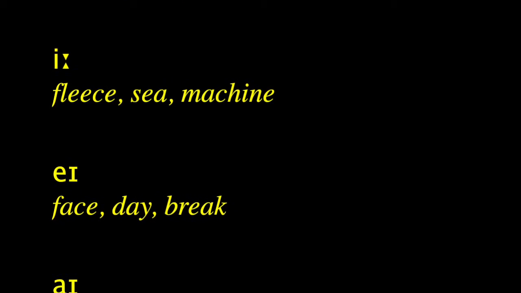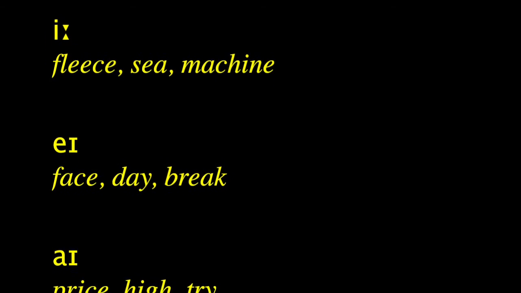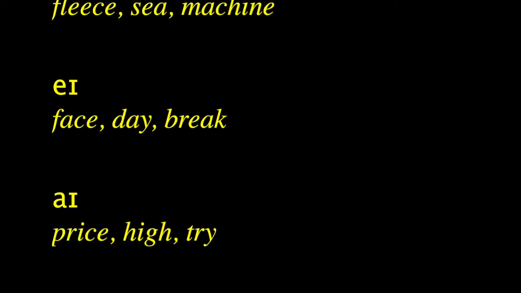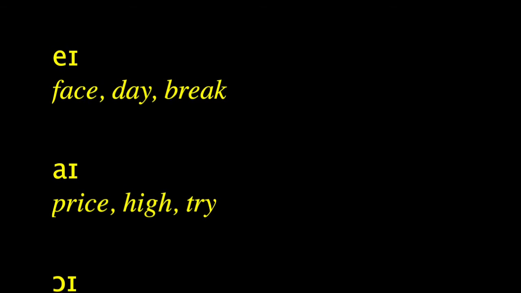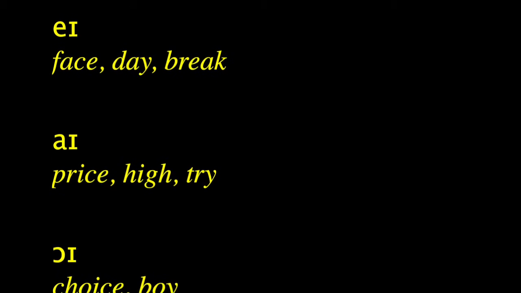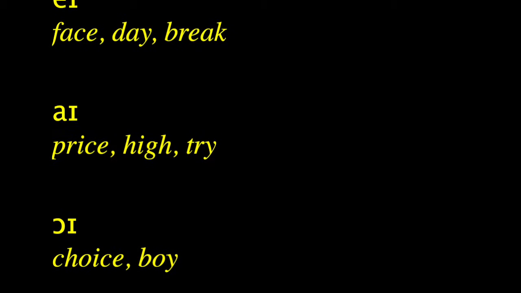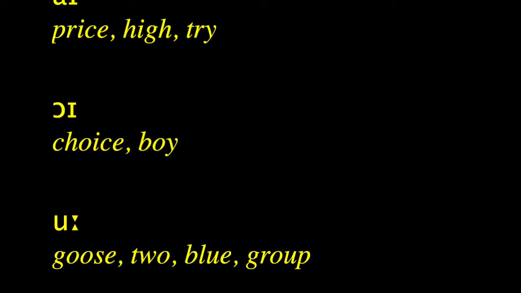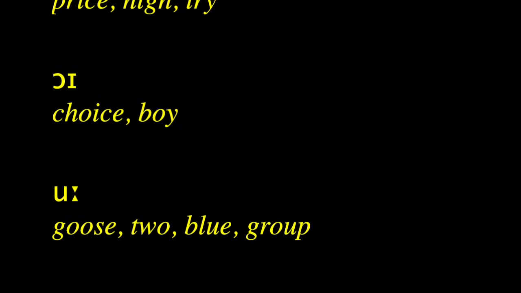Now we're getting into the diphthongs, which we're going to discuss more in the next video. But here you see the vowel combination that appears in the words face, day, and break, followed by the diphthong, the vowel combination that you hear in price, high, and try. And then this backward C and the small cap I, this is the diphthong you hear in choice and boy. The U here has a length marker, similar to the small cap I we saw. This indicates it's longer. So goose, two, blue, and group.